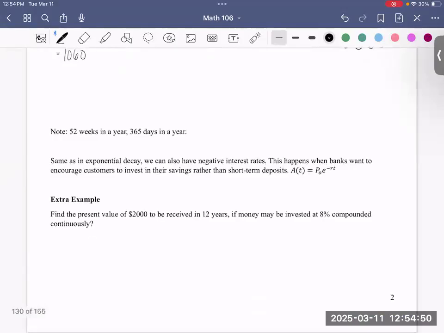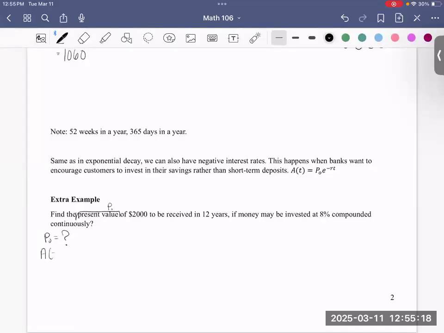Now there is a very quick extra example. Let's see what you make of it. It says, find the present value of $2,000 to be received in 12 years if the money may be invested 8% compounded continuously. So if we do not have your present value, right? Present value is P naught. So we don't have P naught. That's something that we need to find.